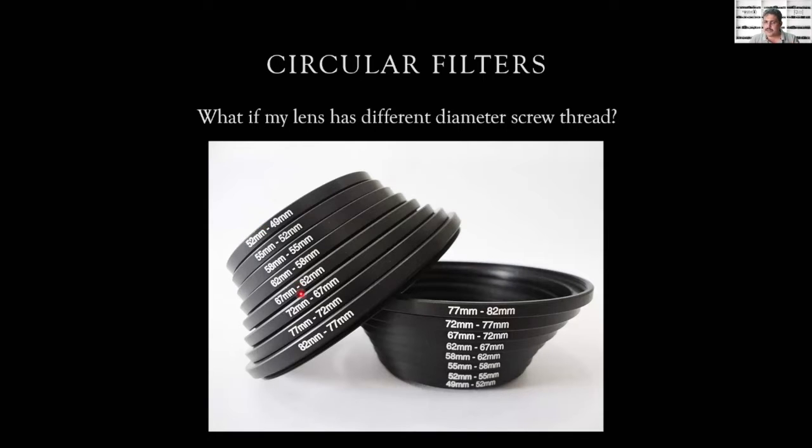But what we really need is a step-up ring. This ring goes on the lens, and then the filter goes on top of it. Since the filter is larger than the lens's front diameter, you don't get vignetting. It's like adding a front lens hood. The lens hood is bigger than the lens front diameter.